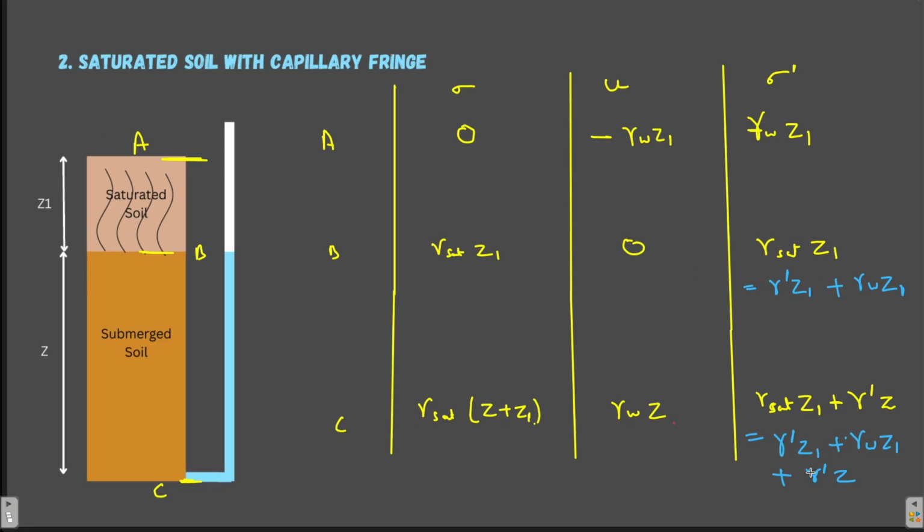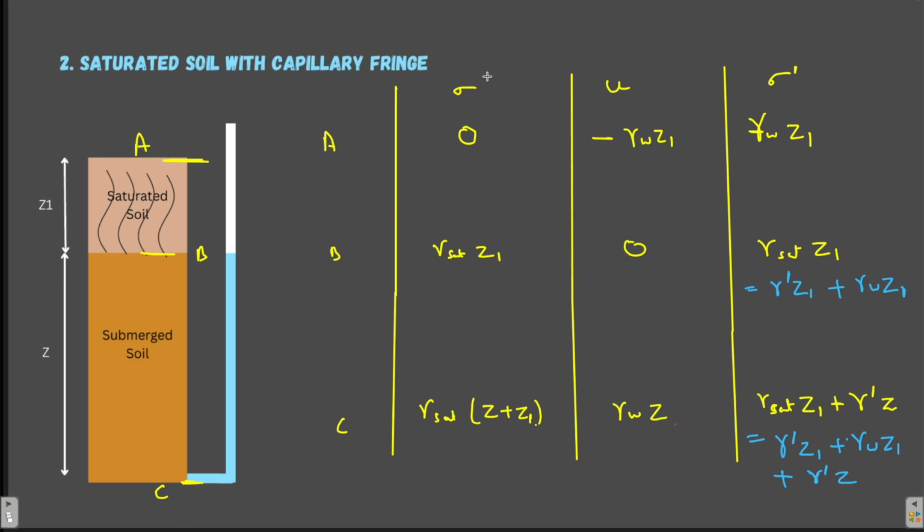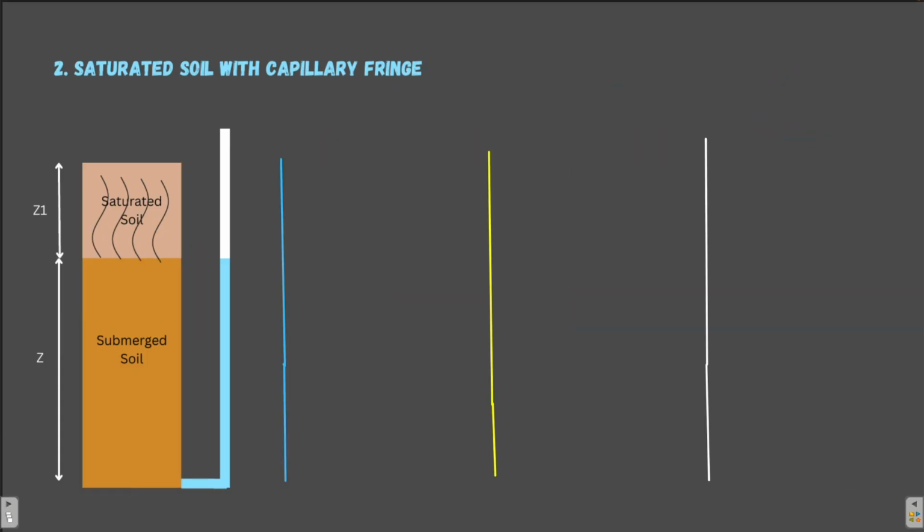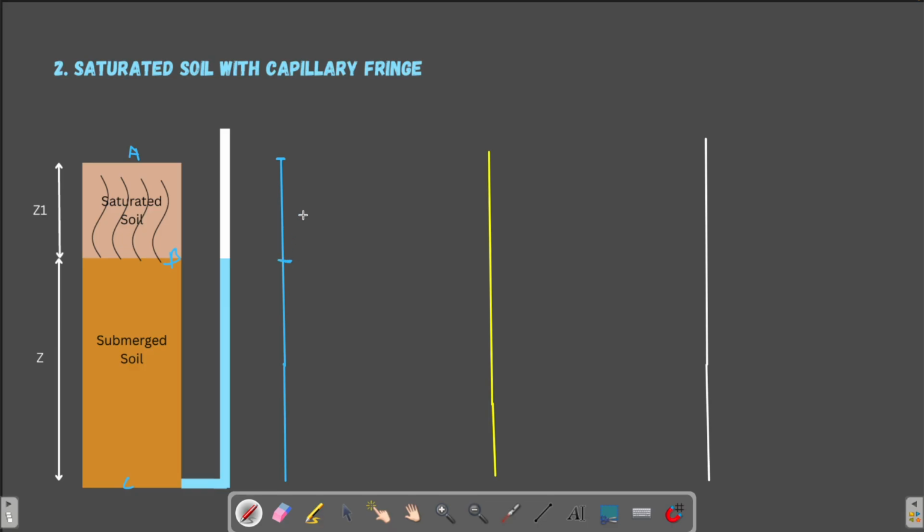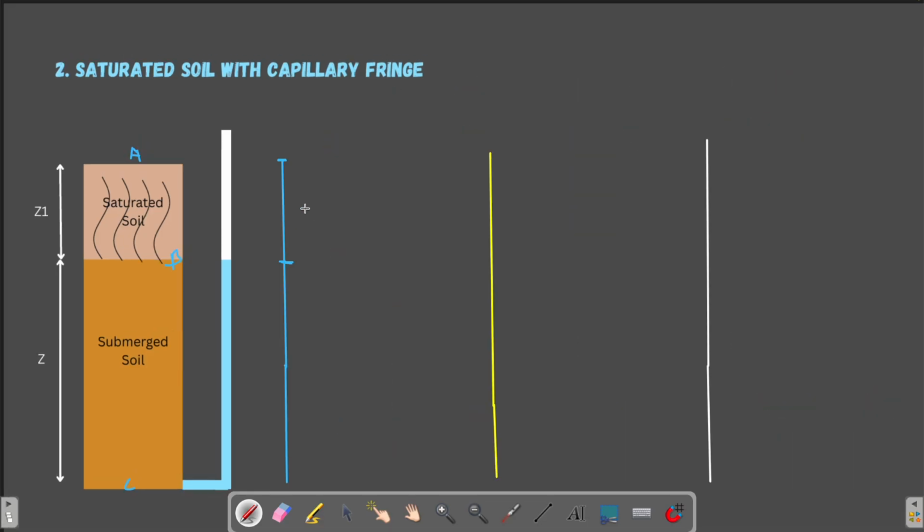Now let's draw the diagram for these three conditions. Let's do that first. First of all, we'll start with total stress. So total stress at point A is 0, at B it is gamma saturated into Z1. This is point number A, this is B and this is C, right? So the total stress at this point is 0. At the level of B, what is the total stress? It is gamma saturated into Z1, right?